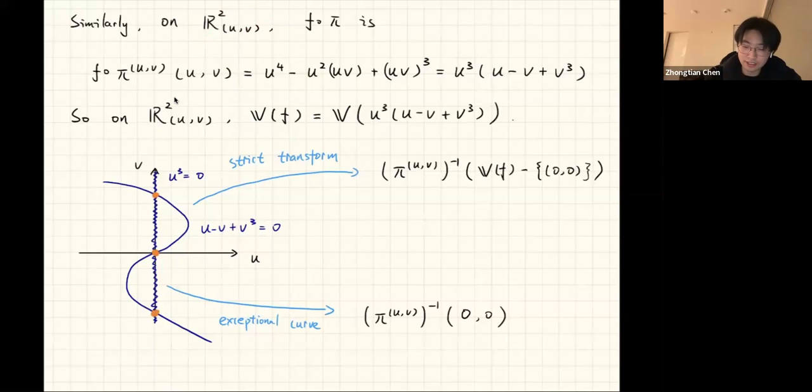In this coordinate, f compose pi, we do the same thing. We just substitute u for x and uv for y, and we will get this polynomial here. And then we plot the graph, and this part is the algebraic set determined by this equation, and this smooth part is the algebraic set determined by this polynomial.